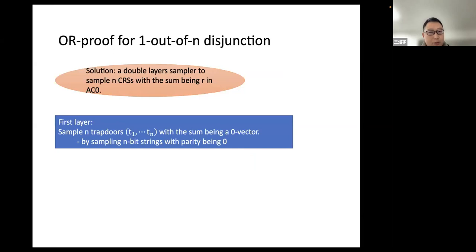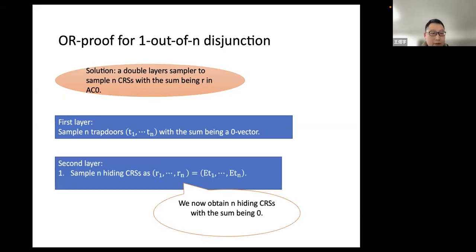So our solution is to propose a double layer sampler to sample n CRS with the sum being R. And this sampler can be run in AC0. At the first layer, we just sample n trapdoors with the sum being a 0 vector. This can be easily done by sampling n bit strings with the parity being 0. Next, in the second layer, we just sample n hiding CRS, which are random vectors in the span of E. We will sample these vectors by making use of the trapdoors we talked about before. And now we can obtain n hiding CRS with the sum being 0.